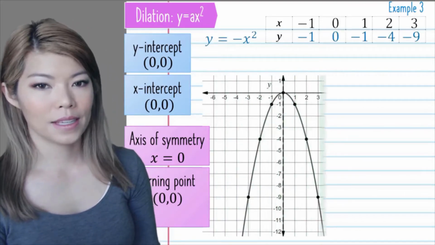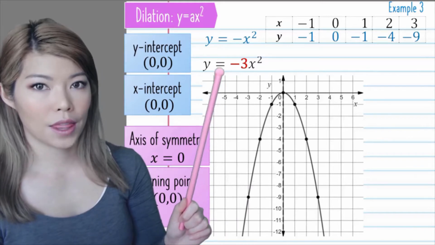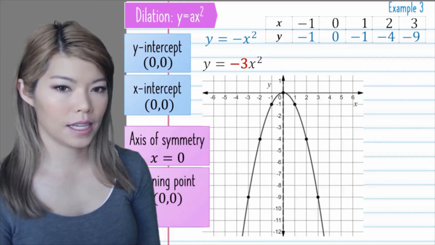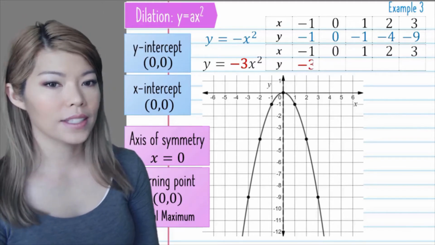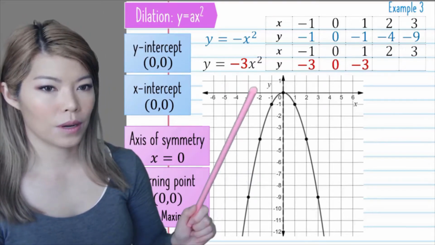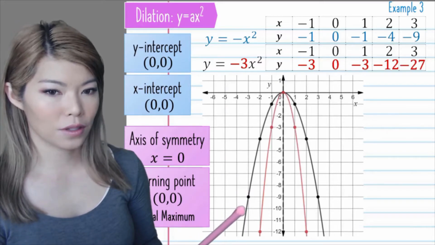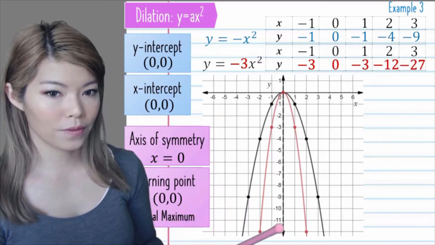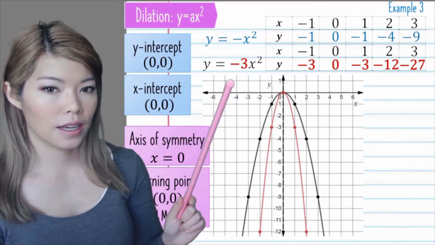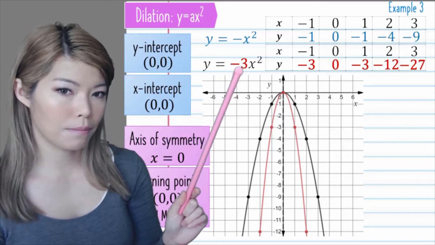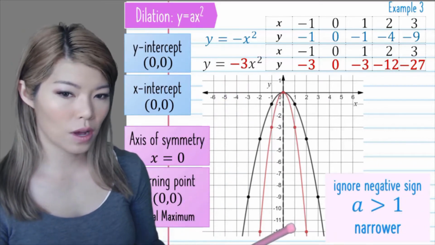What happens if we have a negative graph and we put, say, 3 in front of the negative x squared, so negative 3x squared this time? We will notice that if we plug it into the calculator, we will get bigger negative values. So again, it is narrow. So when we describe negative graphs and we want to look at the dilation, we don't look at the negative, we just look at the number. So the 3 is greater than 1, so we say that it's narrower.